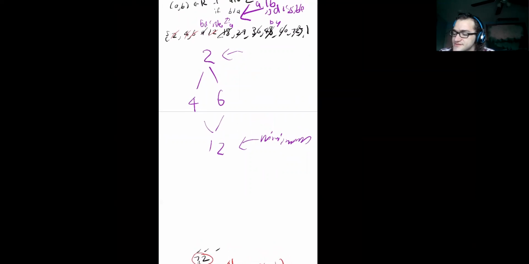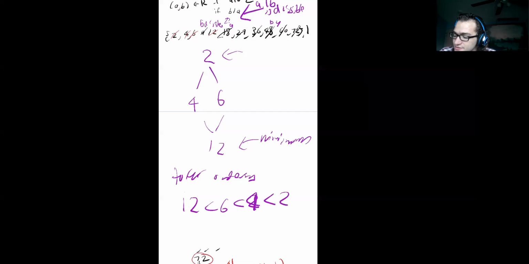I will also say, for total ordering, the idea here is that we have to obey the rules of the partial order, but we can make any total ordering we want that follows those rules. So I could say 12 is less than 6 is less than 2, or 12 is less than 4 is less than 2, because I know that I have to have 12 less than 2. I have to have 12 less than 6, 12 less than 4.